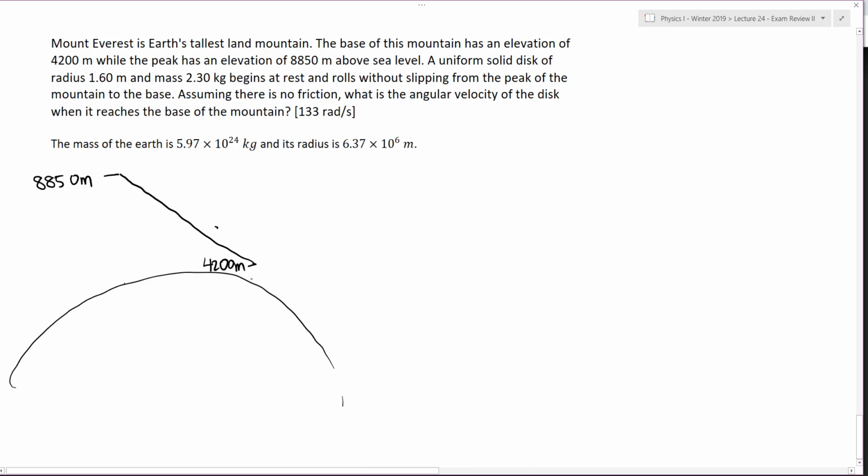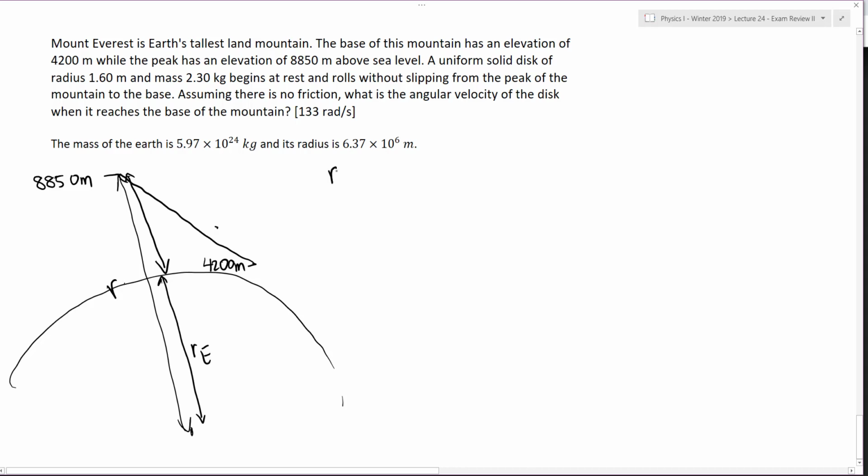So if we're thinking about our R value, R is the distance from the object to the center of the Earth. So we're going to have to add the radius of the Earth to the altitude to get the R value. Here's the radius of the Earth, here's the altitude, that 8,850 meters, and the total R value is when we add both of those up.